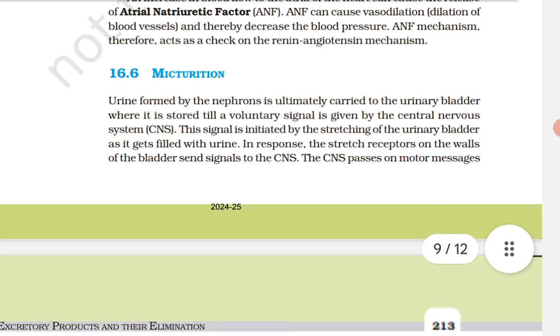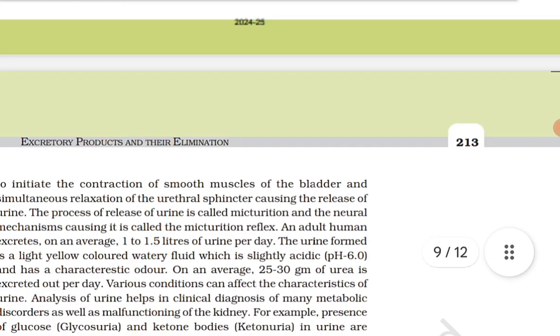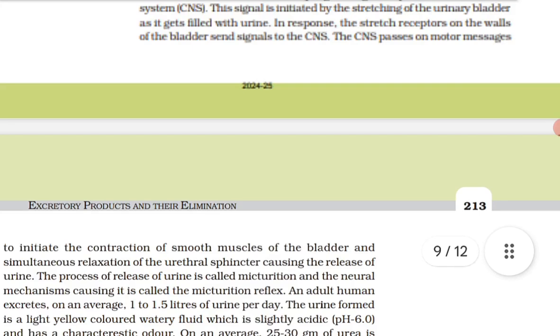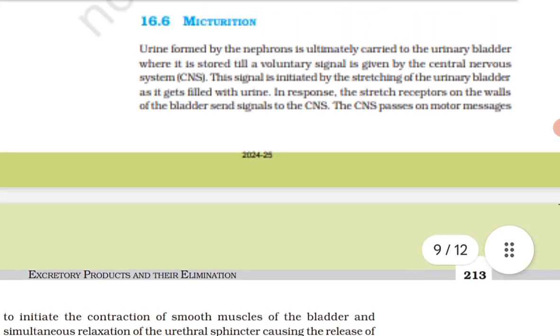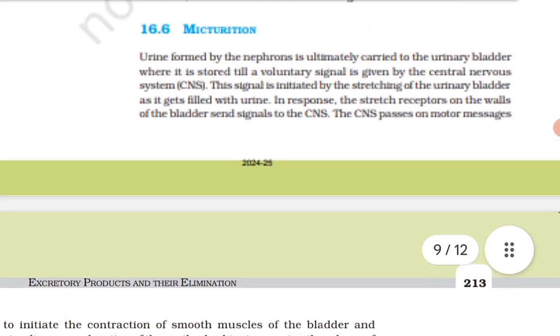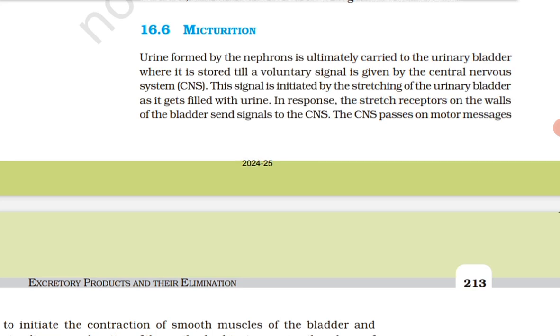कितना? 1 से 1.5 liter of urine per day. मूत्र. The urine formed is a light yellow colored watery fluid which is slightly acidic. pH is 6.0 and has a characteristic odor. On an average, 25 to 30 gram of urea is excreted out per day.